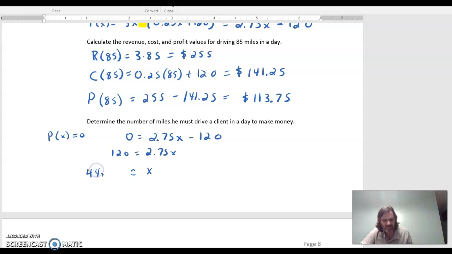I'm rounding off here. So basically, if he goes through his day and he drives less than 44 miles, he loses money. If he drives more than 44 miles, he makes money. It might not be a lot, but that's kind of his break-even point. So that's where we'll stop right there.